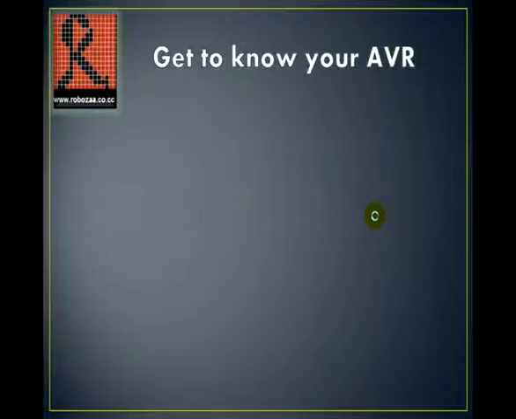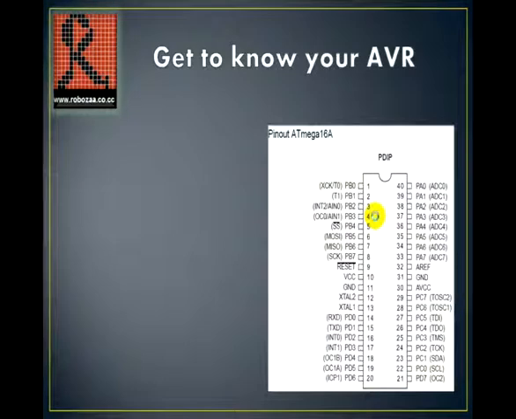So, what is AVR? Well, AVR is a family of microcontrollers built by Atmel, and this is a very popular microcontroller from Atmel, that is ATmega16. It has 4 ports: port A, port B, port C and port D. Well, let's see what its features are.